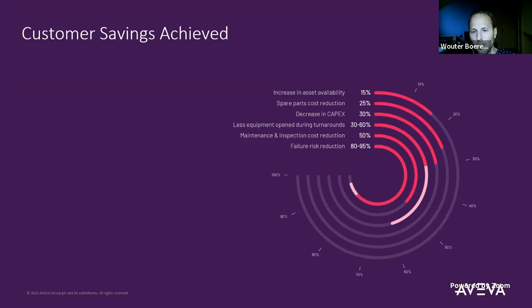Customer savings achieved. I think this is by example a few categories where we typically find the optimizations and savings. So it can come from asset availability, but of course also reliability, which goes hand in hand. We have spare part cost reduction. So you have a clear justification of which spare parts we need to have on stock and which ones we don't. Giving the right asset care is increasing your asset longevity, which is decreasing capex. So the way you give the right care, you can extend the longevity, and you can postpone the capex investment.